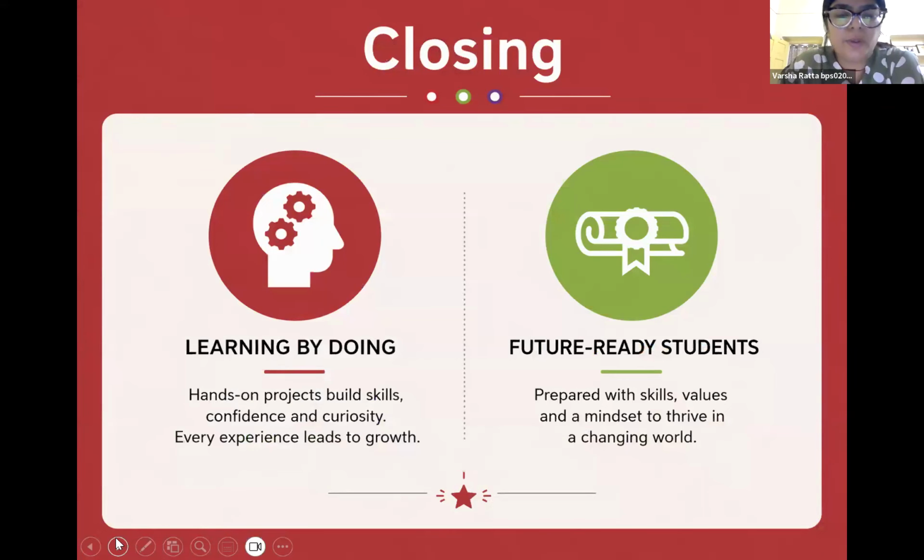This is the last slide for you. So I concluded by saying that it is learning by doing, where hands-on project building is required. Your confidence and curiosity is required, and all these experiences help the children to grow, and yes, make them future ready, prepared with skills, values, and mindsets to thrive in a changing world. I hope you all have had a good time doing it.